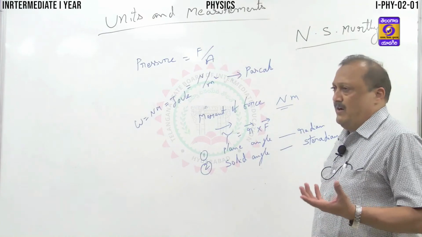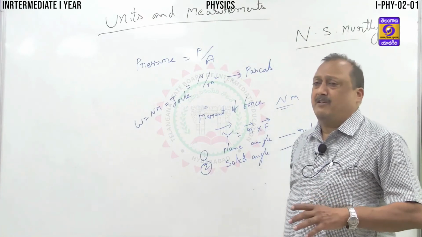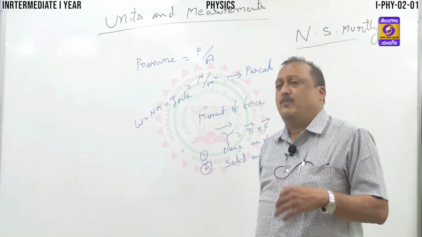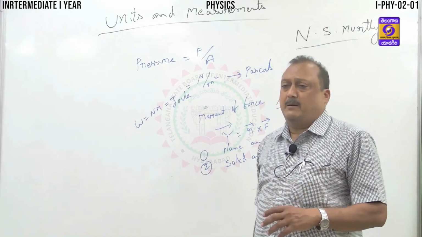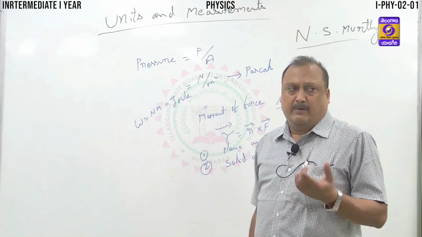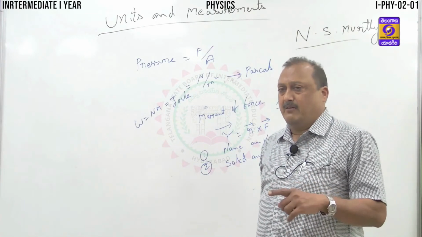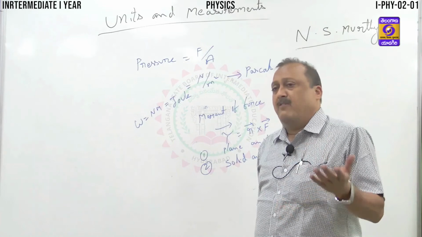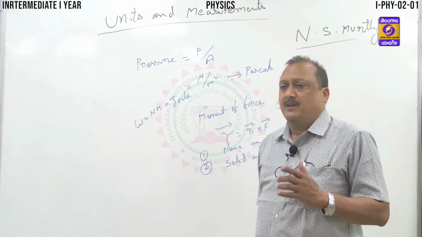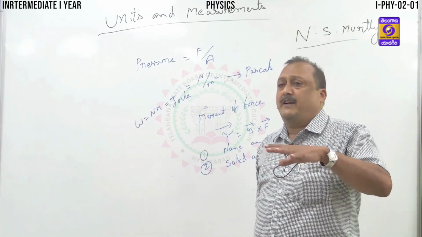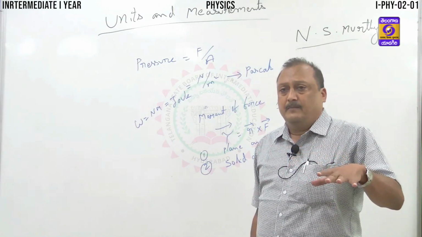After that, you learn about dimensions and the dimension formula, and the uses of the dimensional method. There are 3 uses. Number 1, we can check whether equations are correct or not. Second, we can convert one system of units into another system. And third, we can derive the relation among different physical quantities.